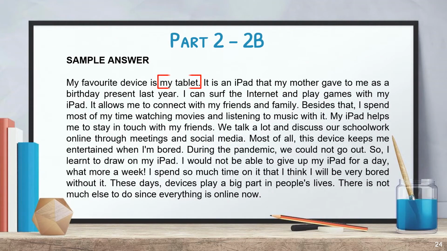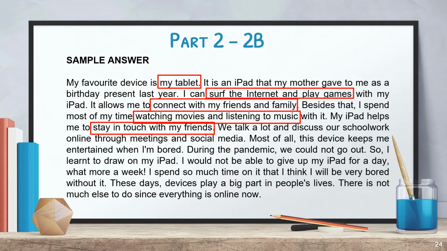My favorite device is my tablet. What do you do with it? You can surf the internet and play games, connect with friends and family, watch movies and listen to music. It helps you to stay in touch with your friends. You have learned to draw on your tablet. Would you be able to give it up? I would not be able to give up my iPad for a day, what more a week. So you see, you have given your answer: I would not be able to give up, and then you give a reason, because I spend so much time on it.